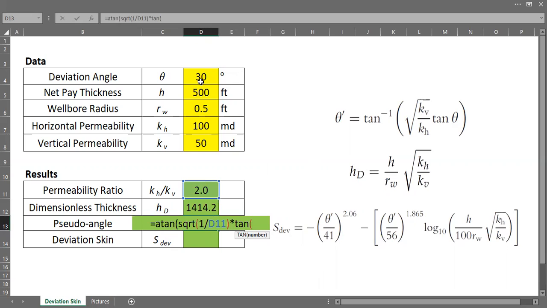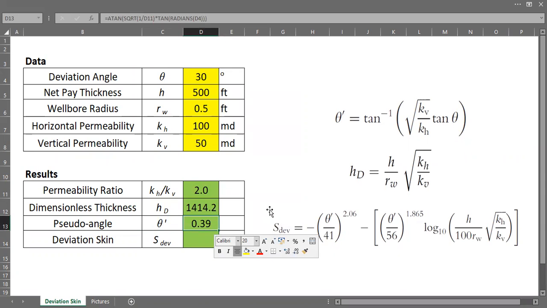Okay, so I will type in radians of 30 here. And then I will close the tangent. All right, and then I will close the arctangent. Okay, so please be careful: radians of 30, and then tangent of this number, and then the arctangent of the whole thing inside.